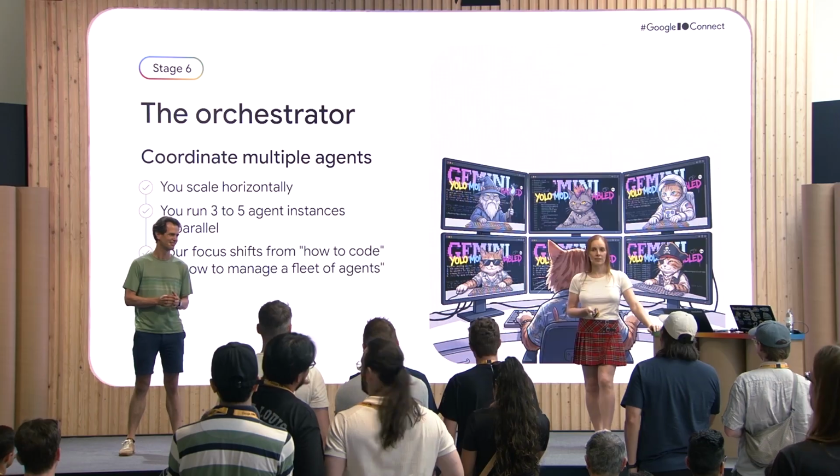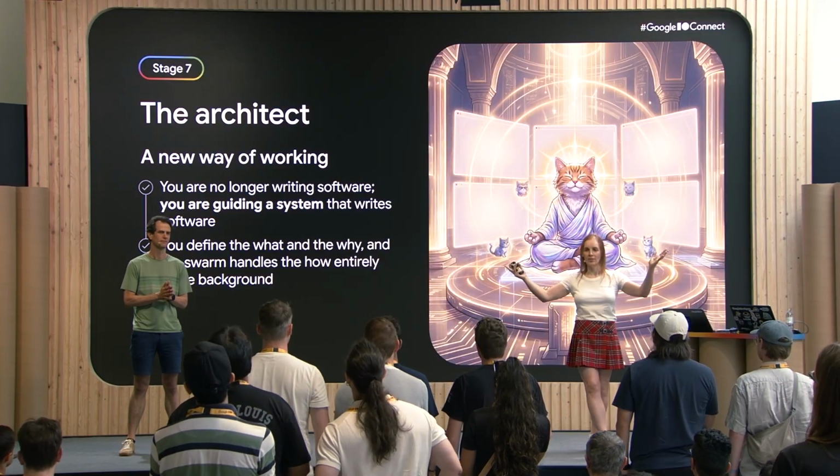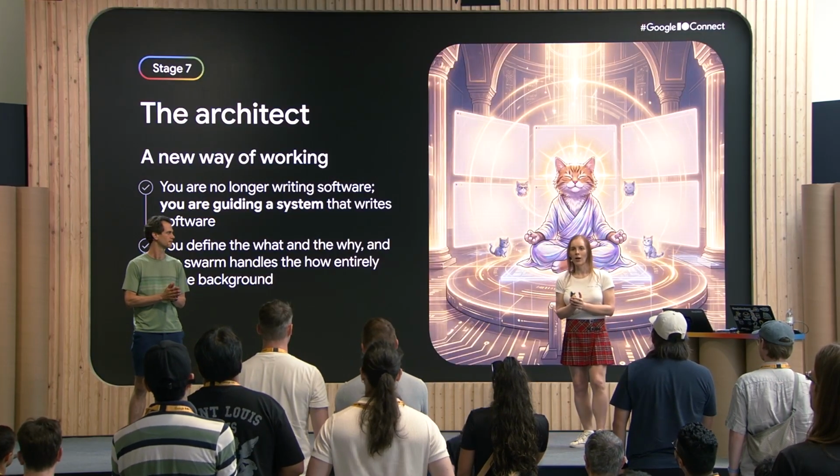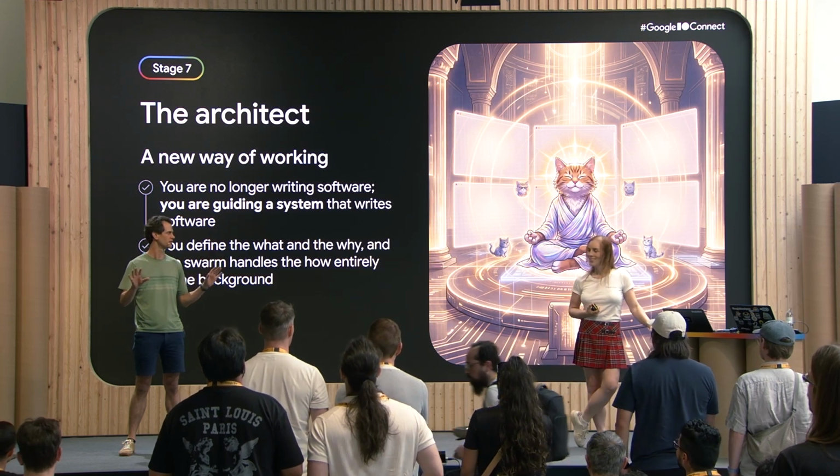In the last stage, this one is the most exciting. You achieved complete enlightenment, and now the swarm does everything for you. You're just guiding the system, right? Loops everywhere.